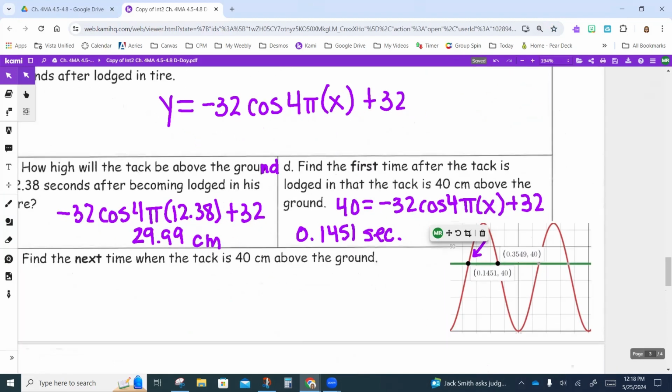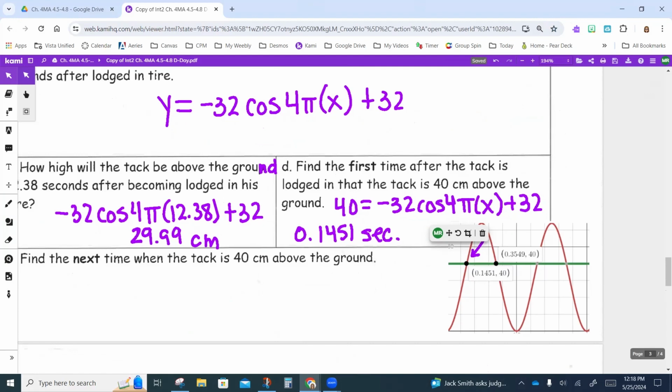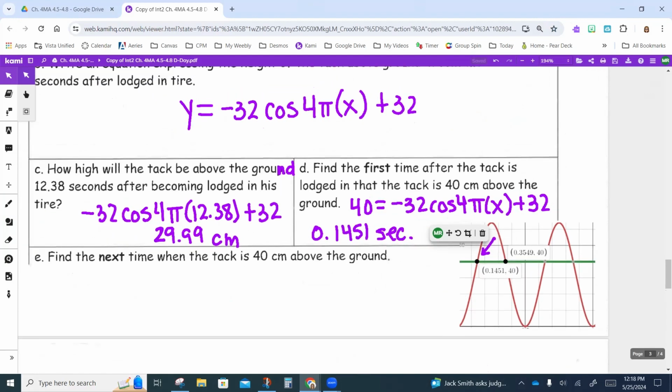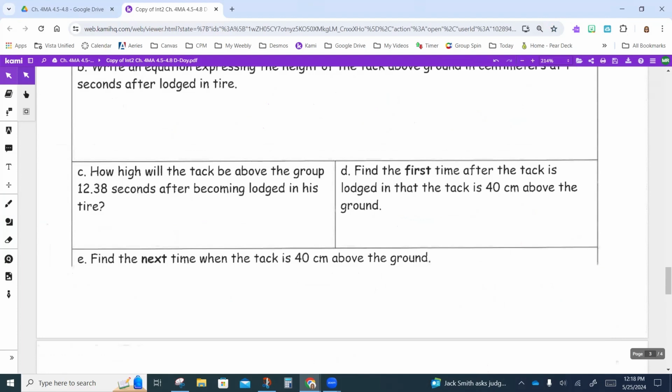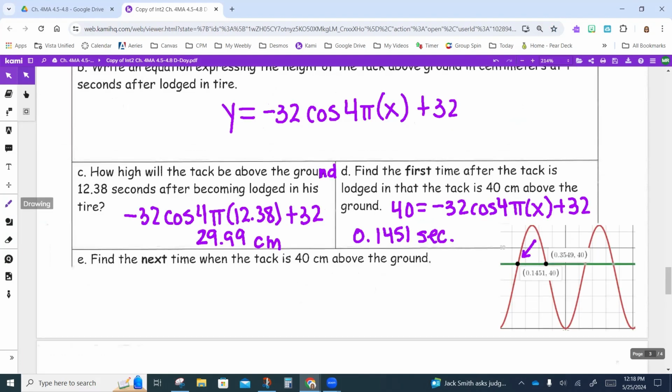So now we see that one answer is 0.1451 for the first time. The second time it was at 0.3549 seconds. That was the second time. And that's the end of this video.